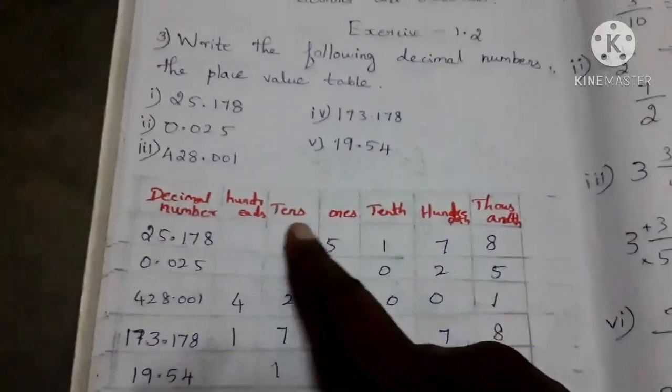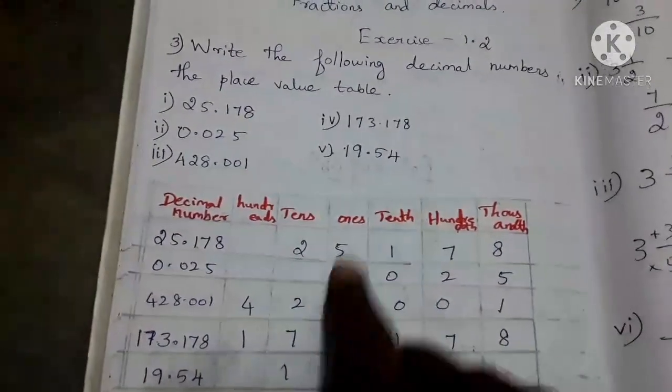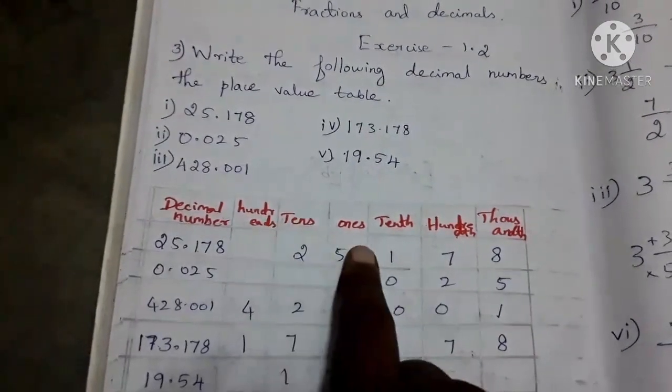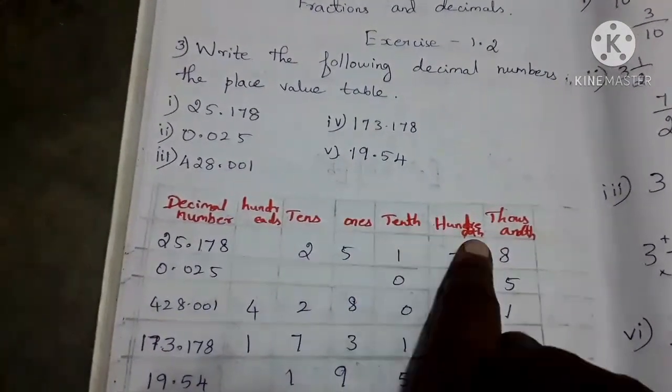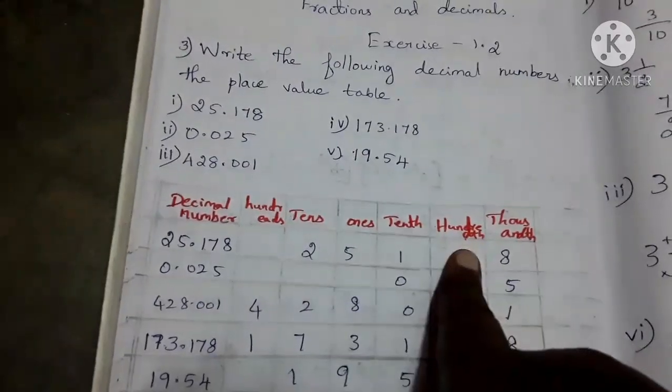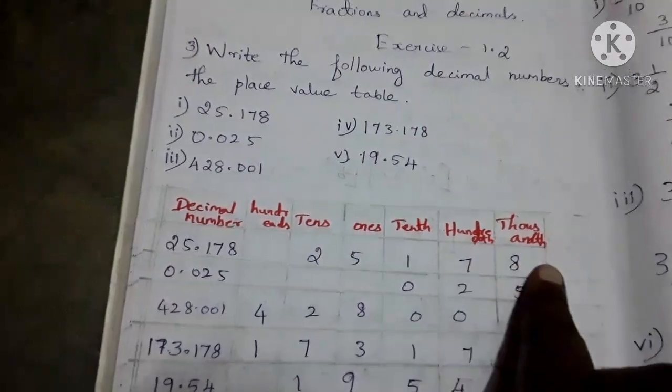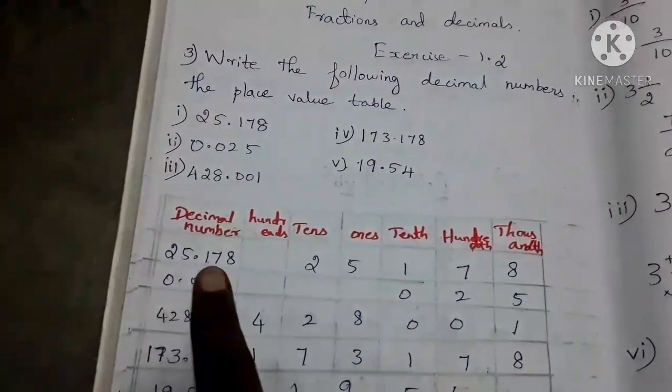So with the place value, first you draw the table. You know the place values ones, tens, hundreds. After the decimal point, the places will come: tenth, hundredth, thousandth. So what is the first number?